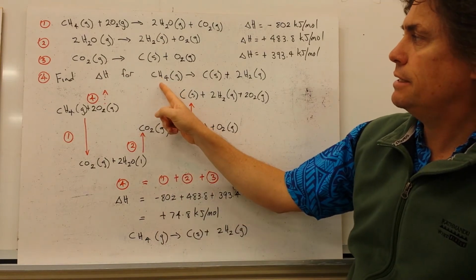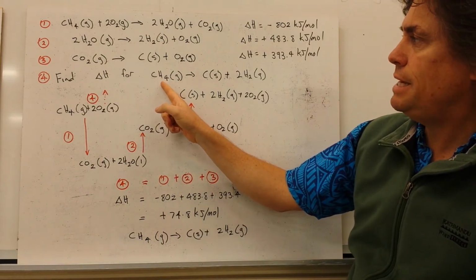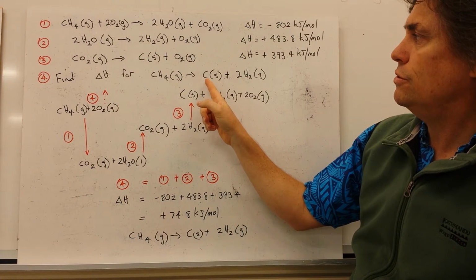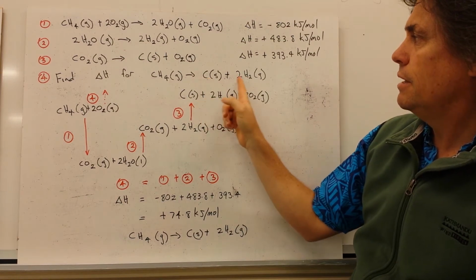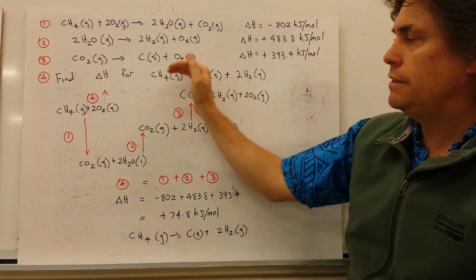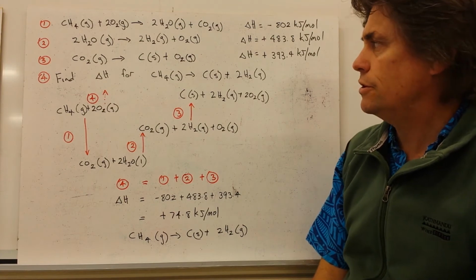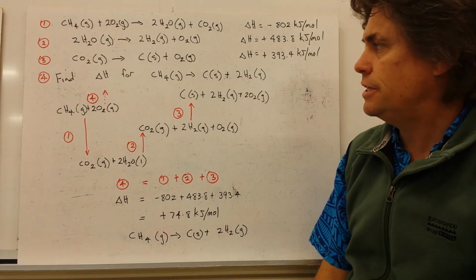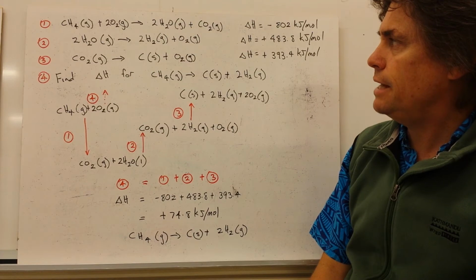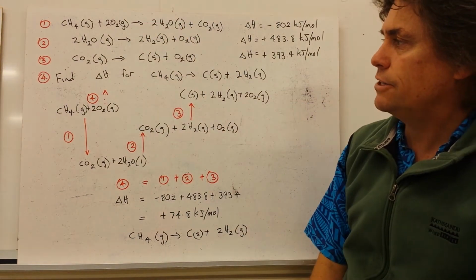We're asked to find the change in enthalpy for methane decomposing into our carbon and our hydrogen. And this is a reaction that typically doesn't occur, so it's very difficult to measure that change in enthalpy. But what we can do is add these reactions.